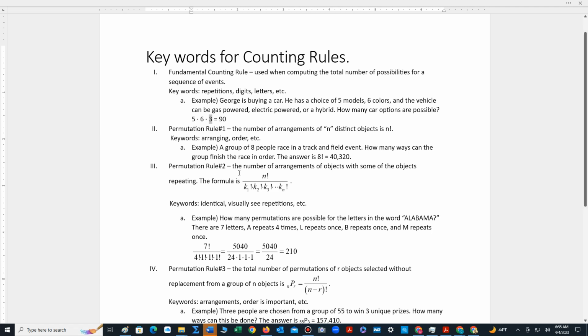Permutation rule number 2. It's the number of arrangements of objects with some of the objects repeating. Our formula is this. It's n factorial, so the total number of objects factorial, divided by the number of repetitions for the first object factorial times the number of repetitions for the second object factorial, and so on. Some keywords are identical, or you visually see repetitions.